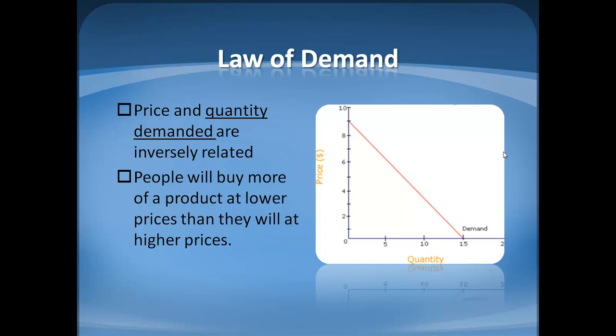So how do we represent this on a graph? How do we show this on a graph? Okay. People will buy 0 goods at $9 each. See where the demand line connects? Right here.